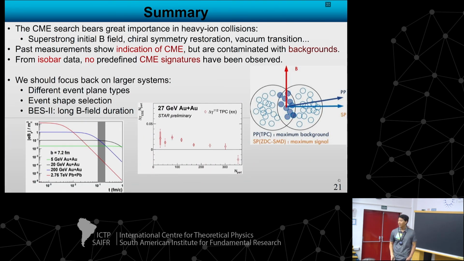So, summary, I have mentioned everything. Although the past measurements indicate some charge separation, it could be contamination from background. In the isobar data, we do not see any predefined signature. However, we should focus back on larger systems. We should try different event plane types and different event shape selection. Also, the lower energy may have a longer duration time for the magnetic field. So we are still hopeful. Thank you.